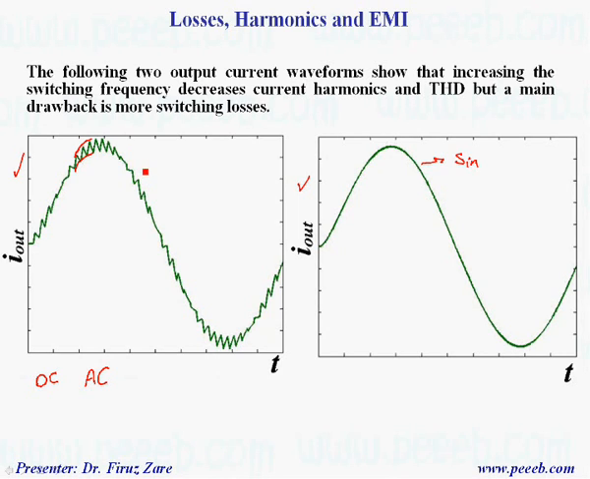A drawback is that this one has a high switching frequency compared to this circuit. So the point is that by increasing the switching frequency, we can reduce the harmonics and also reduce the total harmonic distortion, but the drawback is that we may increase the switching losses.